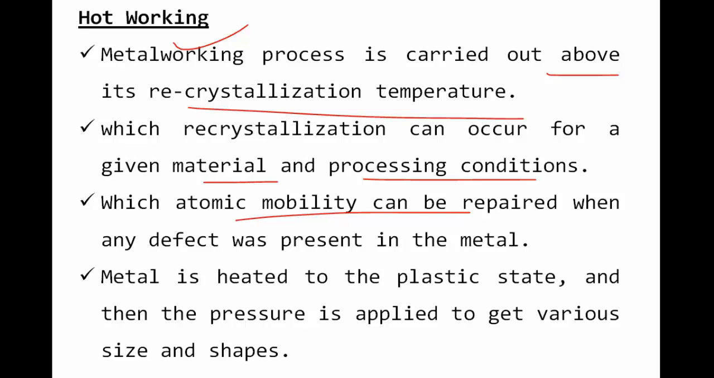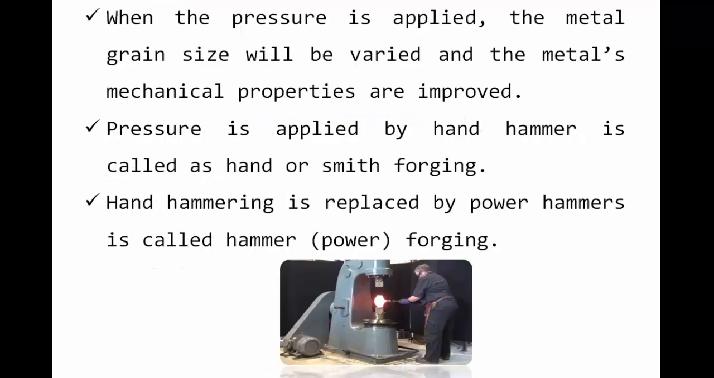Here, atomic mobility allows repair. Suppose there are any voids or defects inside the raw material; when you conduct the hot working process, those defects change. So any defect present in the metal can be repaired during hot working. Metal is heated to the plastic state and pressure is applied to get various shapes and sizes. When the pressure is applied, the metal grain size varies and the metal's mechanical properties are improved. This is one big advantage of the hot working process.